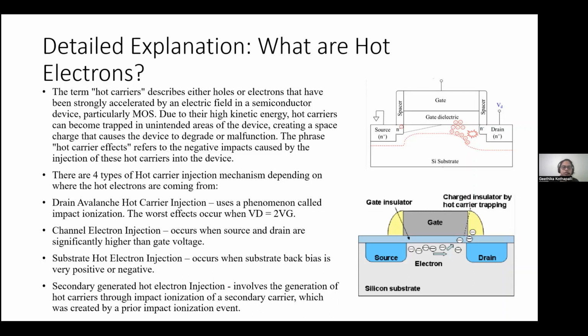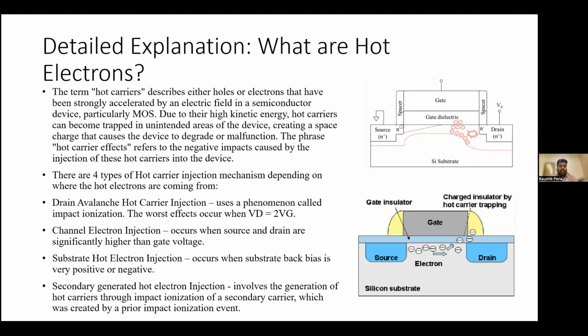The first is drain avalanche hot carrier injection, which occurs when drain voltage is greater than the gate voltage. The worst occurs when the drain voltage is twice the gate voltage. And the channel hot electron injection, which occurs when both gate and drain voltage are higher than the source voltage. And then substrate hot electron injection, which occurs when substrate back bias is very positive or very negative. And secondary generated hot electron injection, which is generation of hot carriers through impact ionization of secondary carriers created by the prior impact ionization event in DAHC.